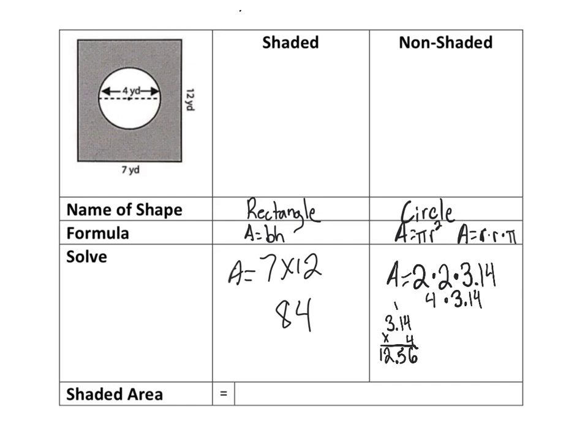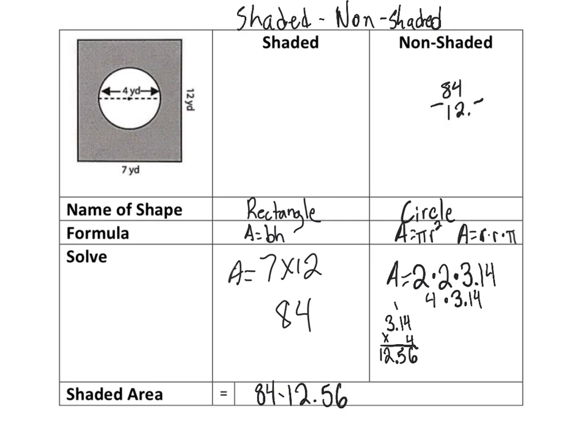Now, we have to remember, it is shaded minus non-shaded. Shaded minus non-shaded. So we take 84 and we subtract 12.56. I can't figure that out in my head, so I'm going to use some of the space I have. So 84 minus, lining up my decimals, 12.56. Now 84 doesn't have decimals, so I need to add decimals.